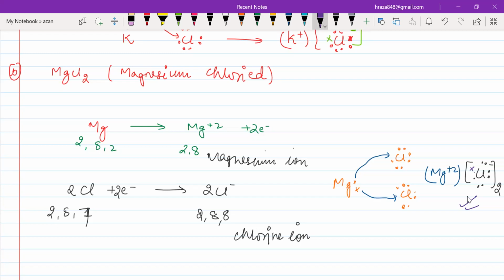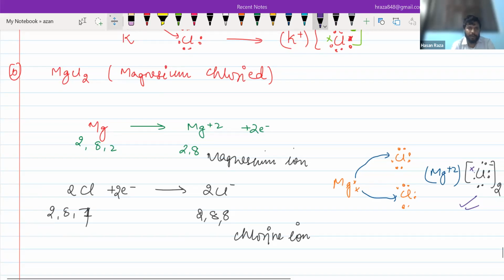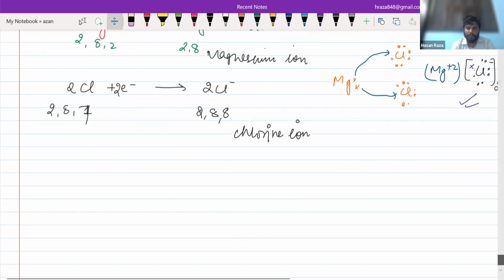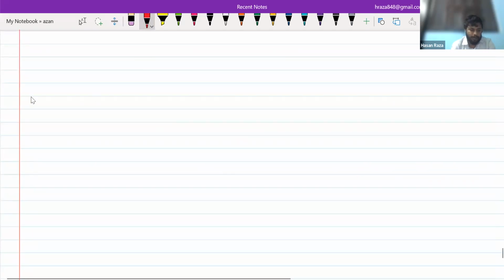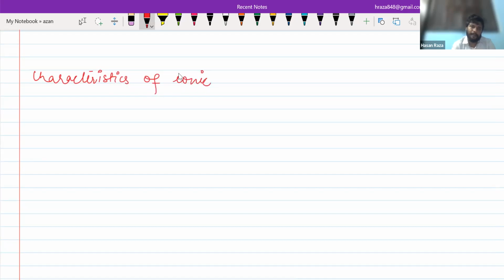Done. Are you done with this? Yes, sir. Very good. So now I'm going to write some properties of this compound. You need to write it too. So write characteristics of ionic compounds. Now see, the first characteristic we are going to talk about is physical nature.